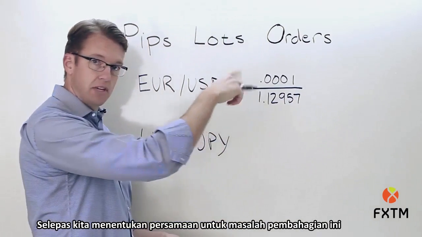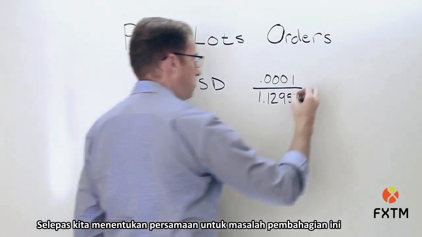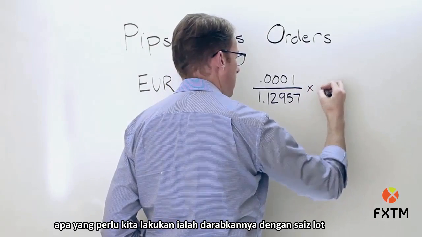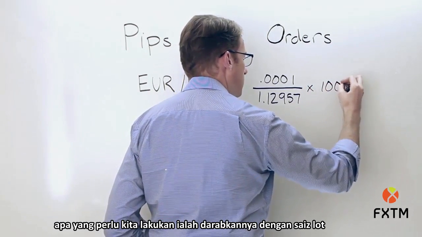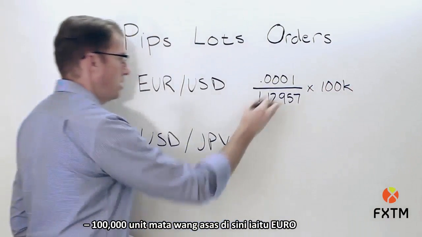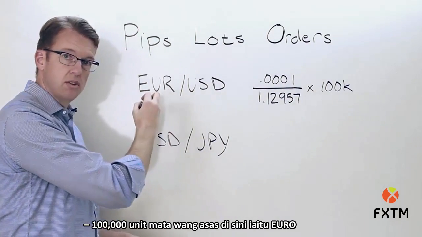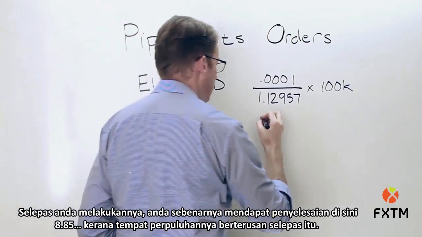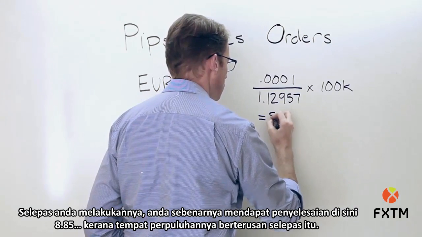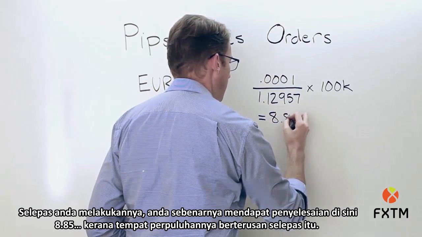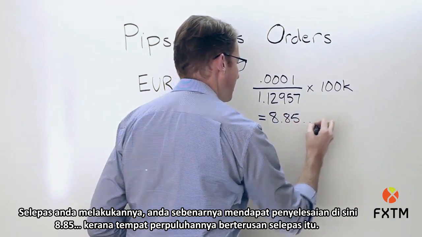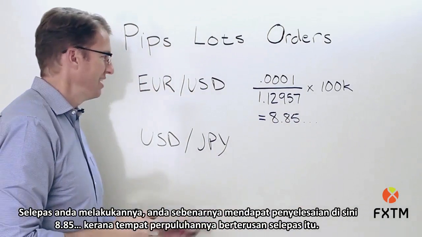Now, once we can figure out what the quotient is for this division problem, all we have to do is multiply this by our lot size, so 100,000 units of the base currency here, the euro. And if you do that, you'll come up with a solution of 8.85, and we'll put a little ellipsis because the decimal goes on for a little bit after that.